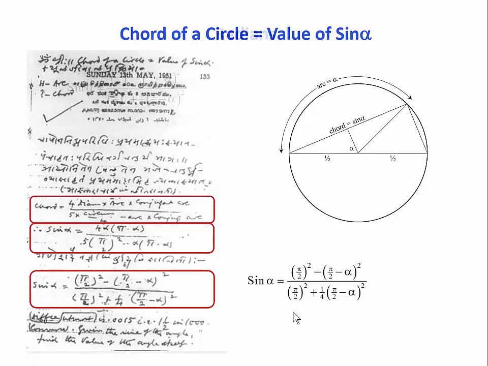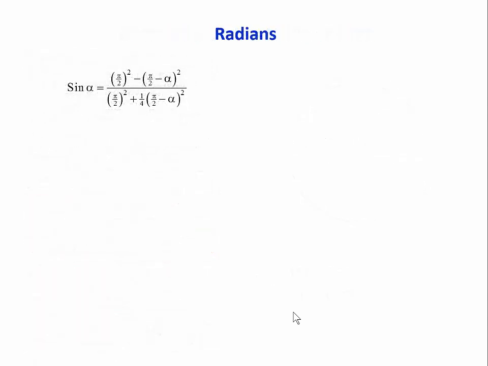So let's take a look at it. It looks quite complicated, but it's not as difficult as you might think, because pi over 2 squared, which appears in two places, is a standard value which could be memorized. And pi over 2 can also be memorized.